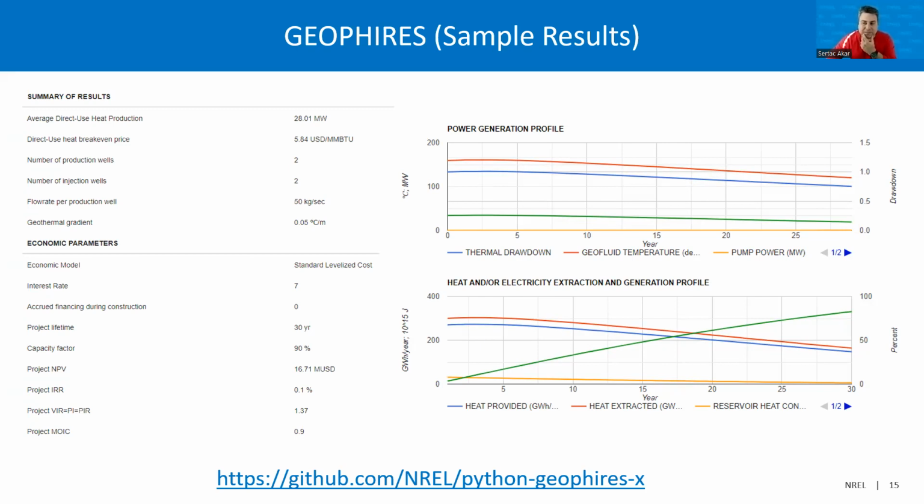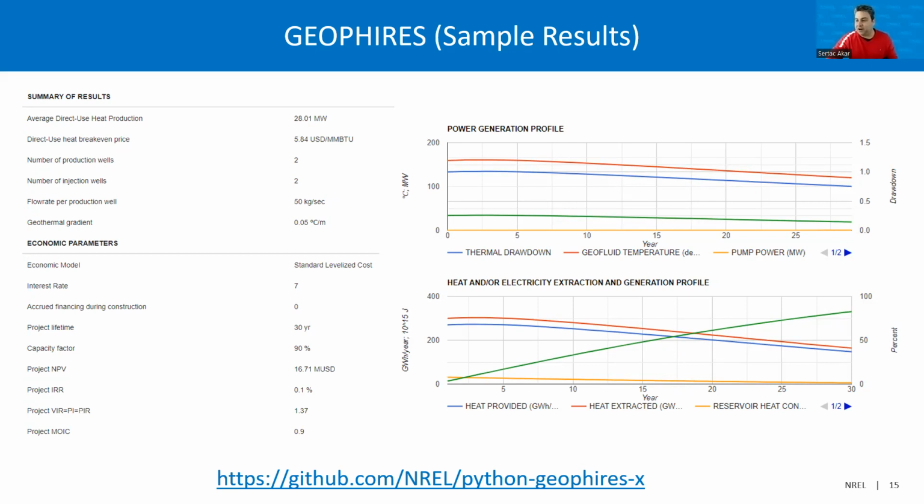So what does GEOPHIRES do? Basically, you add some parameters such as the temperature gradient of the system, how many wells will be drilled, what diameter, what will be the expected flow rate per well, and also what's the cost of your system, the capital cost, and what would you expect for the operational cost. So you basically enter whatever information you know. If you don't know the reservoir parameters such as permeability, porosity, you can start with the default, of course.